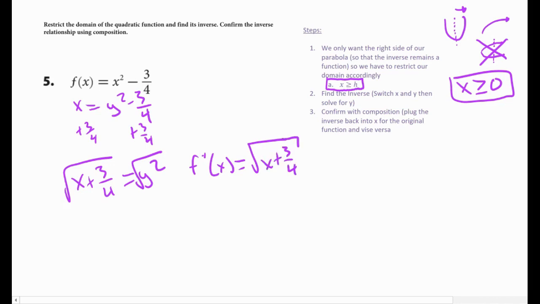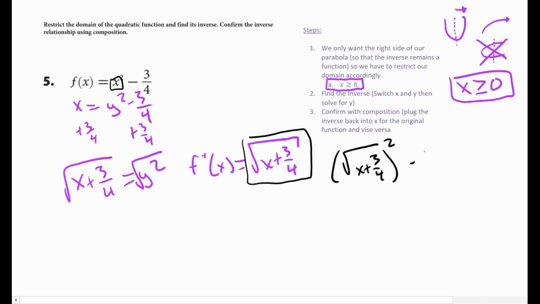Once I've done that, this is my inverse, but to double check, I'm just going to take all of this stuff here and plug it back in for my original x. So what I get is the square root of x plus 3/4, squared, minus 3/4. Now when I square a square root, these two things cancel out, and I'm left with just x plus 3/4 minus 3/4, which leaves us with just x, which is what we want.